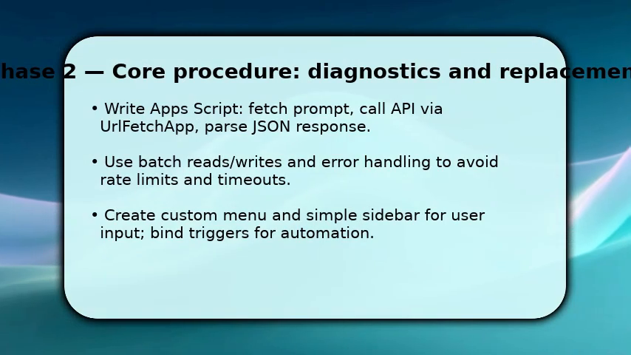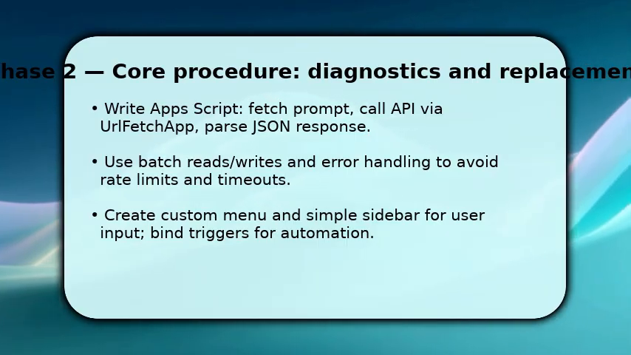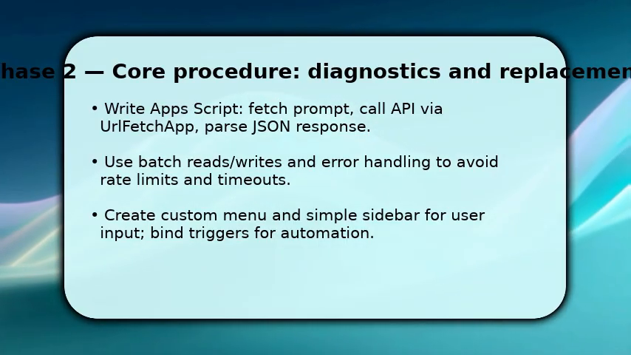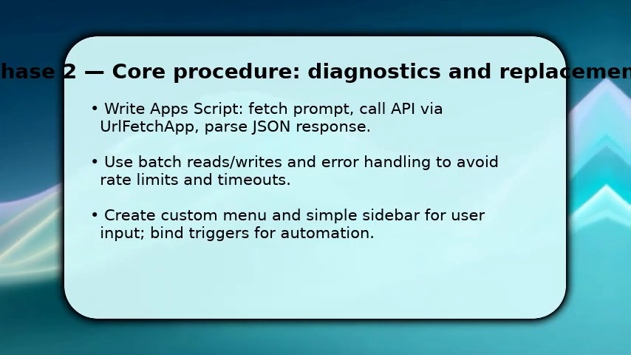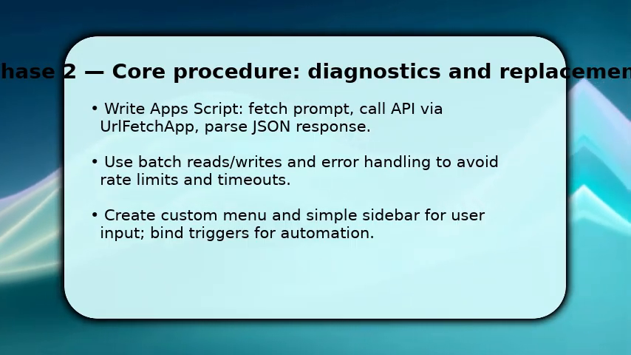You now implement the core. In App Script, use UrlFetchApp to post the prompt to the chat API, include headers and your stored API key, then parse the JSON response for the text field.